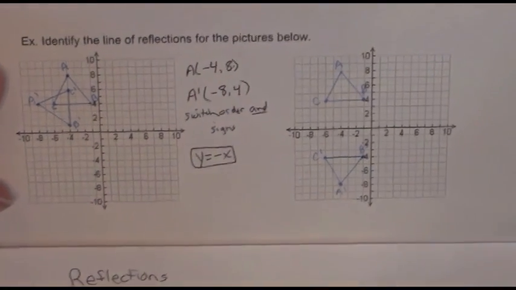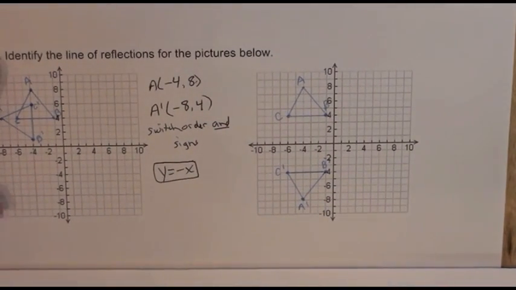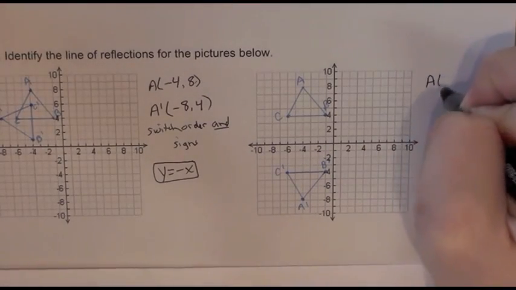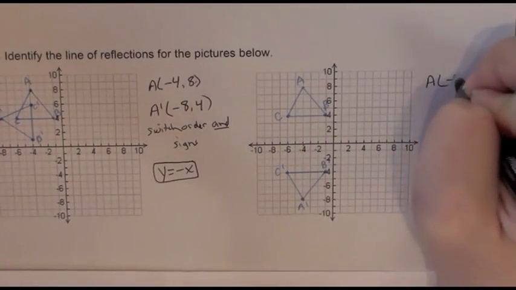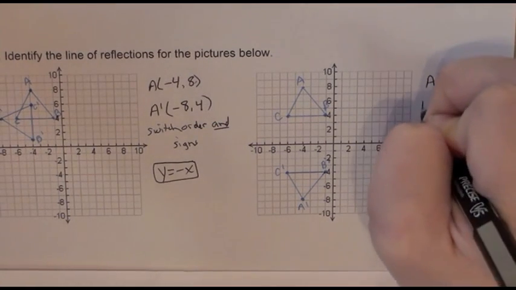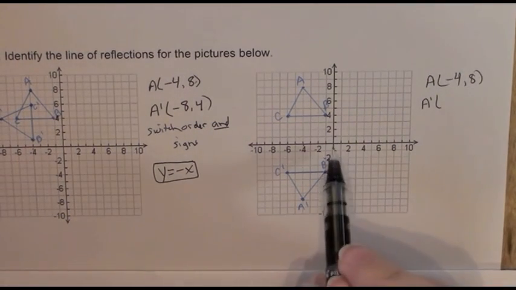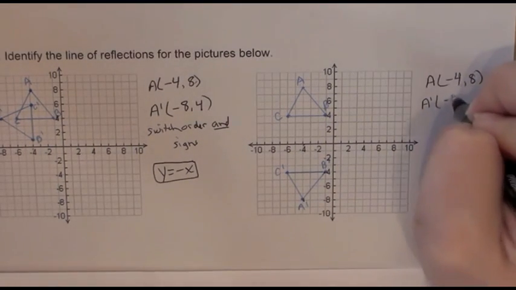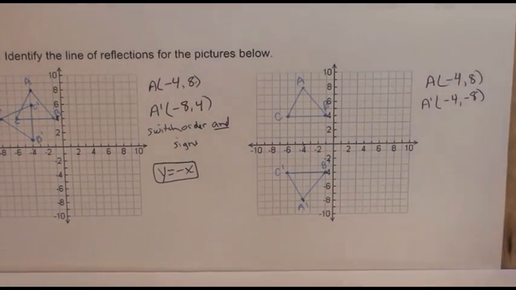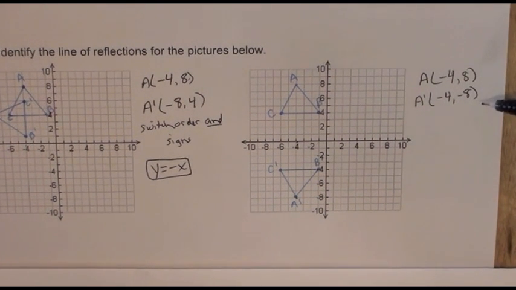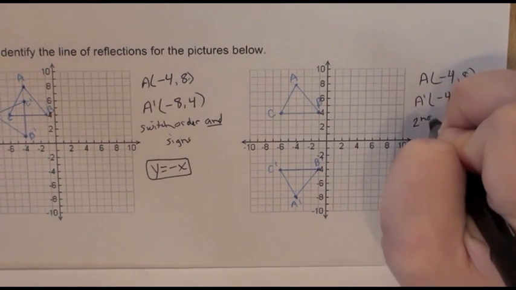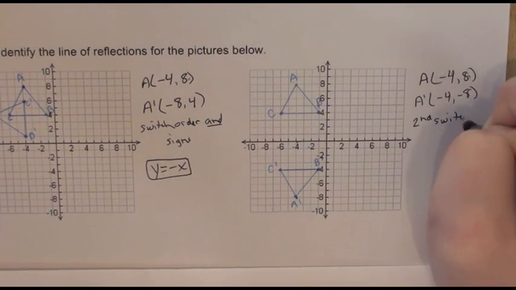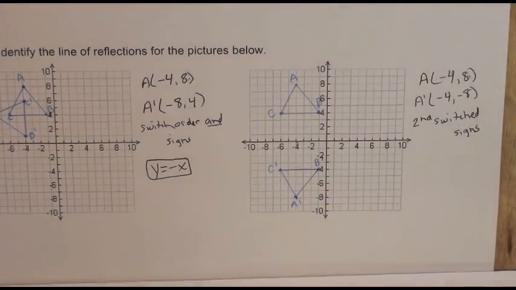Now for the second picture, we can do the same thing. Point A was (-4, 8), and it was reflected to be A prime (-4, -8). So what changed between A and A prime? Well, the -4 stayed -4. The 8 turned into a -8. So the second number switched signs. The 8 was positive, now it's negative.